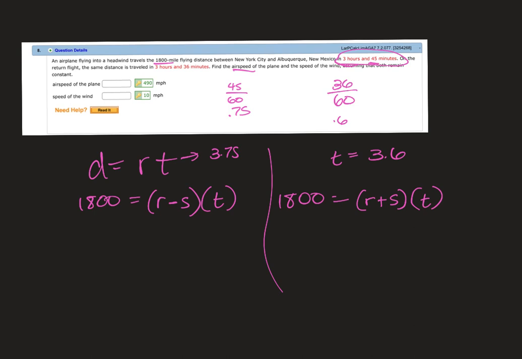But on the slower one, you're taking that away because it's slowing it down. So it's R minus S. And on the faster one, you're adding it. So it's R plus S. What's R then? R is the rate, which we don't know. R and S are your variables. T we know. So this is 1,800 equals 3.75 times R minus S. And then this is 1,800 equals 3.6 times R plus S. R minus S is the one that's slower, right? The headwind. It takes longer to travel, so it should make sense that it's slower. And then the other one is faster.